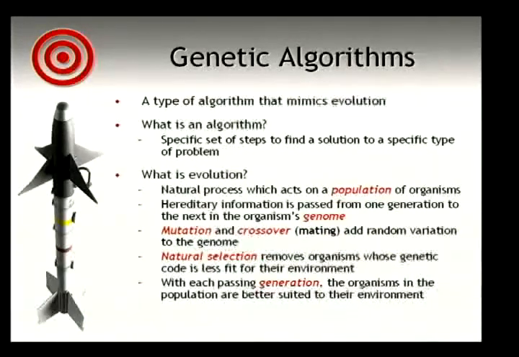So what is a genetic algorithm? It's a type of algorithm that mimics evolution. Algorithm and evolution are two words I think that people use a lot, but I think don't have a precise understanding of what they mean. So I think we should cover some ground there first to lay the groundwork later.